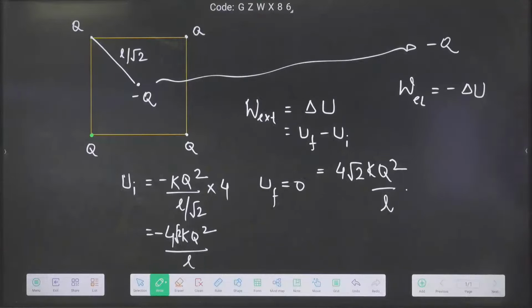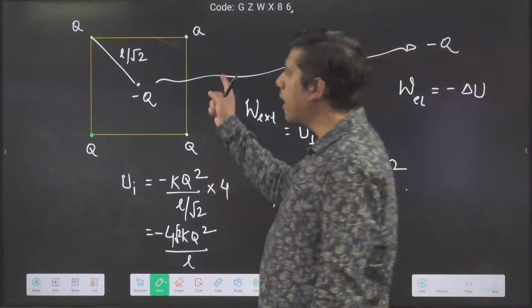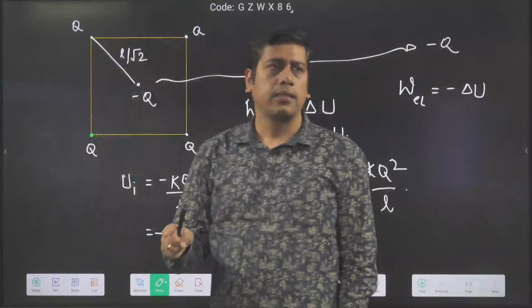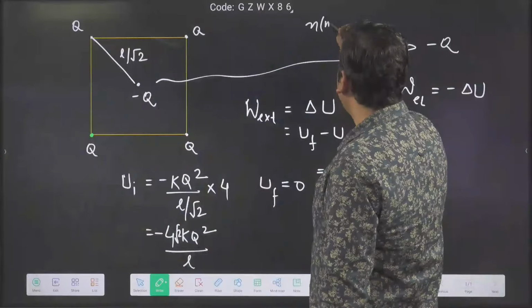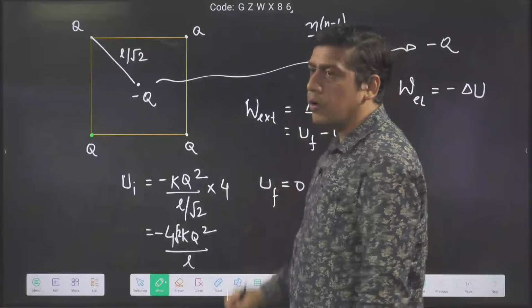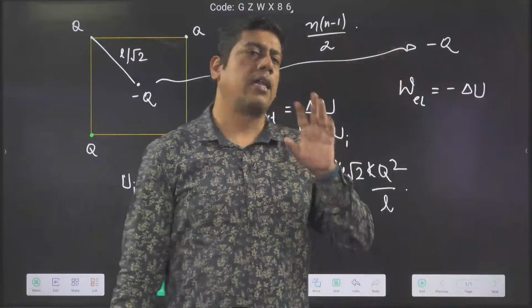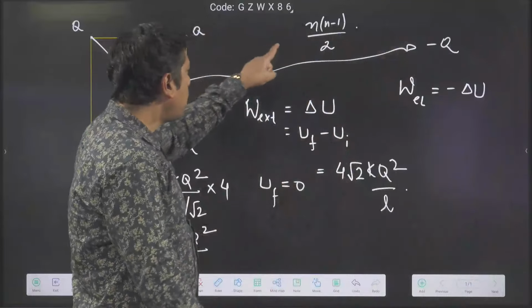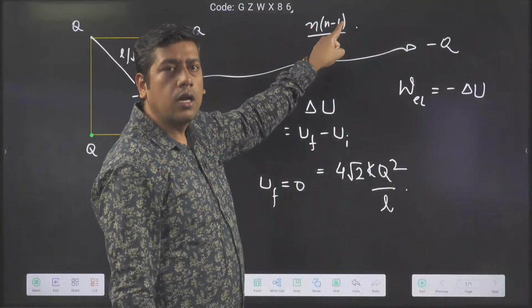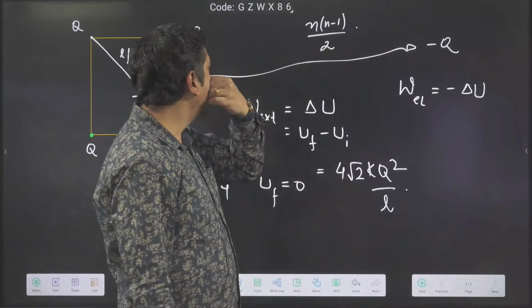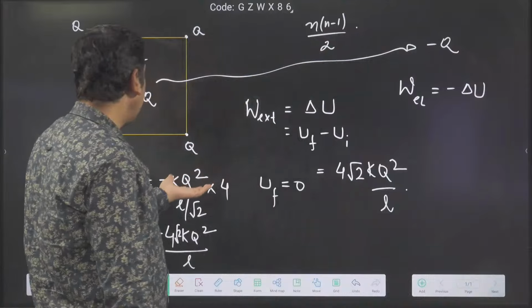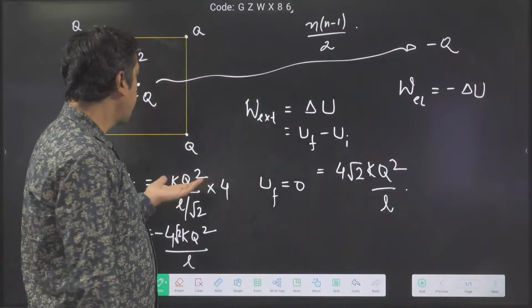I hope you understand the theory here. Why are we not writing the complete potential energy? If you remember the formula n into n minus 1 by 2, then with 5 particles the number of pairs should be 5 into 4, 20 by 2, that is 10. So you should write 10 pairs, but you are writing only 4 pairs out of 10.